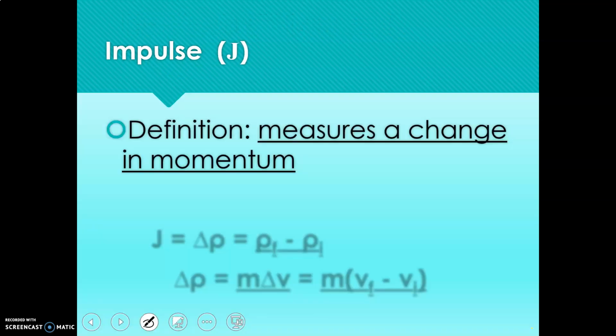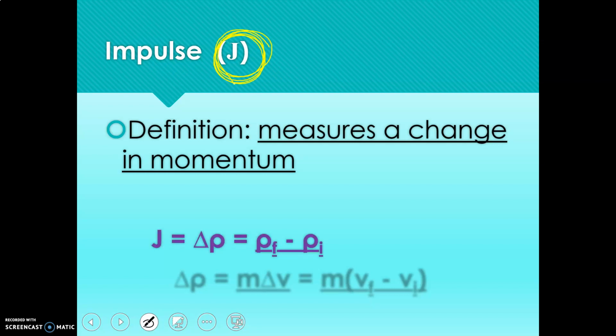Okay, so on to more definitions and equations, right? Impulse. Impulse is not represented by the letter I. It's going to be represented by the letter J. So when we're solving for impulse, it's actually going to be a J to represent it. So impulse measures the change in momentum. So the amount of momentum change happening before a collision to after a collision, to an object just starting off to an object stopping.